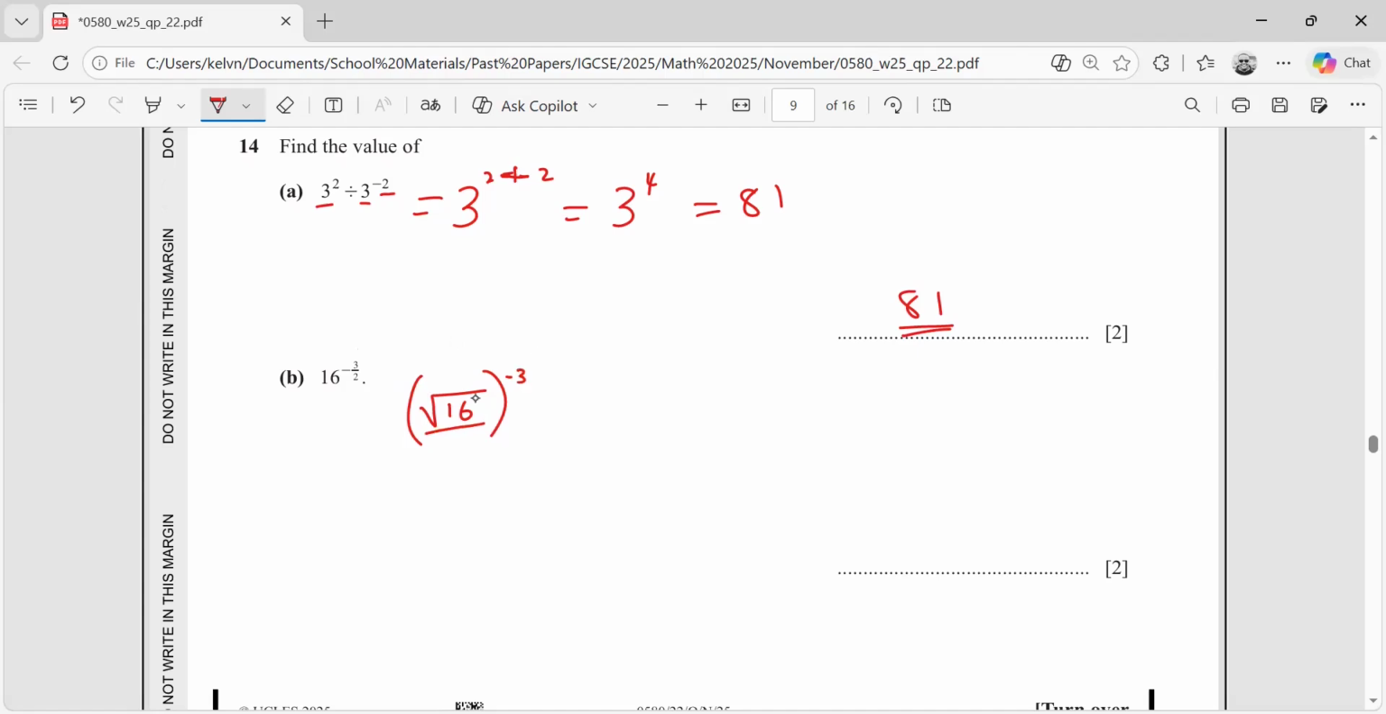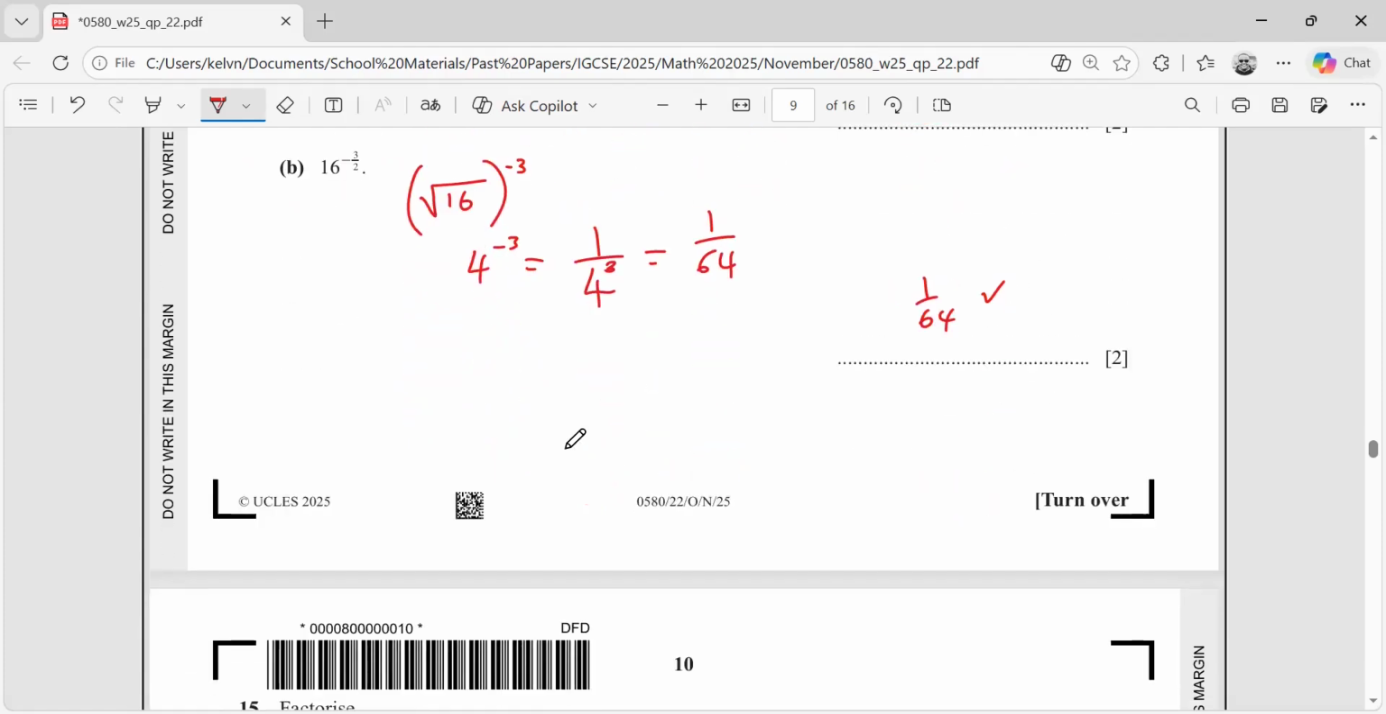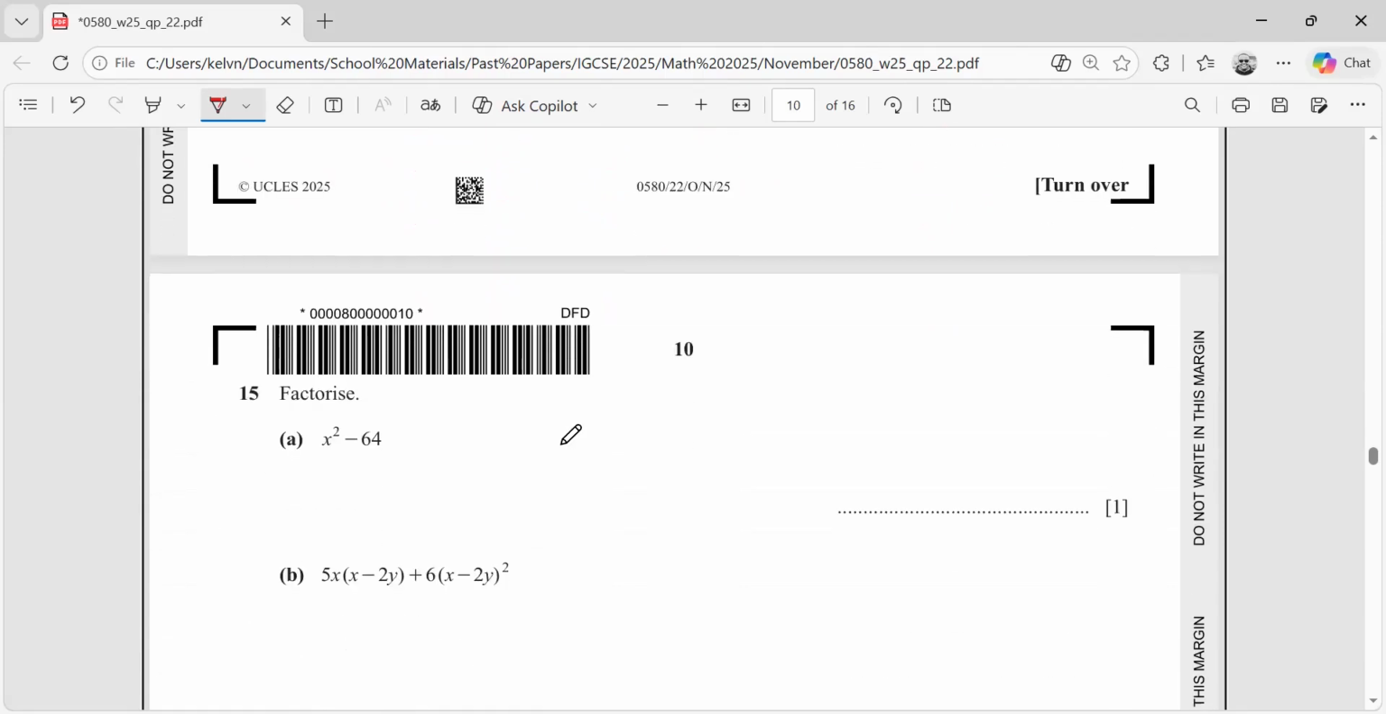So we know root 16 is 4. That's basically 4 power negative 3. And this can be written as 1 over 4 power 3. Rules of indices. And this can also be simplified further: 4 power 3 is 4 times 4, which is 16, times another 4, which is 64. So our answer will be 1 over 64, and you have your marks there. Okay, perfect. So let's move on.